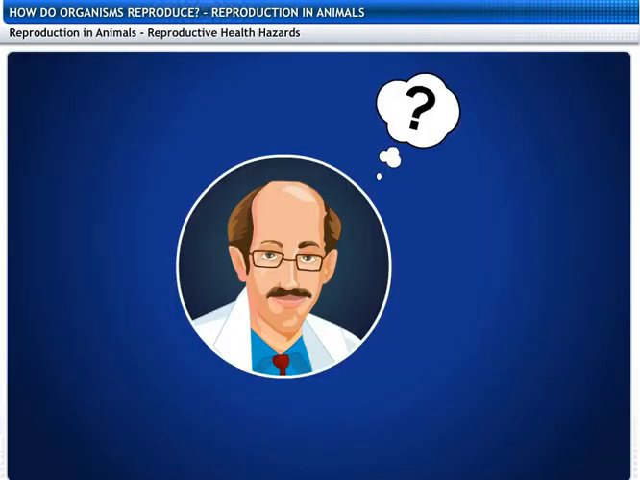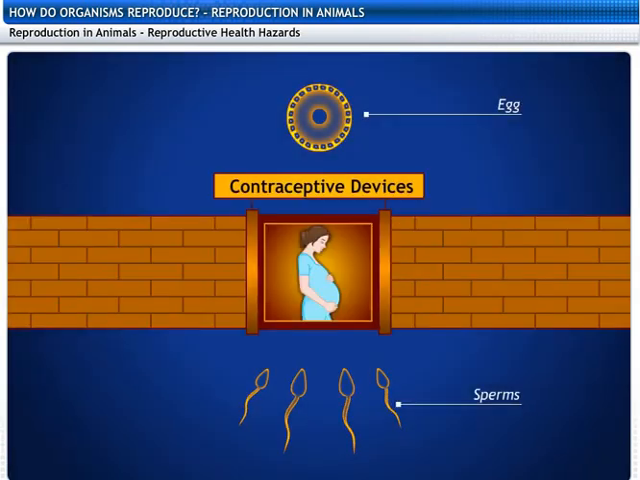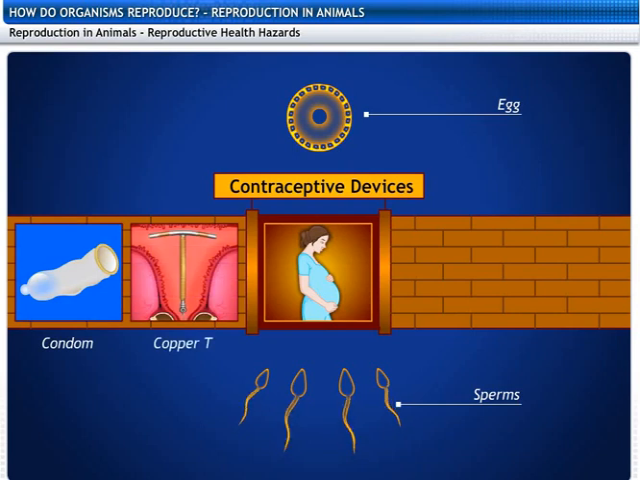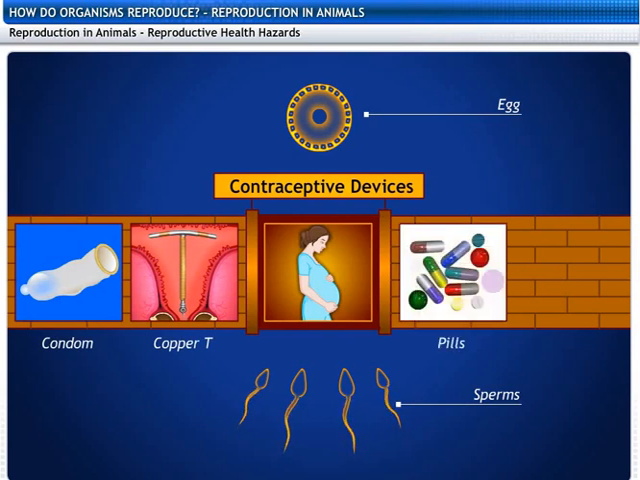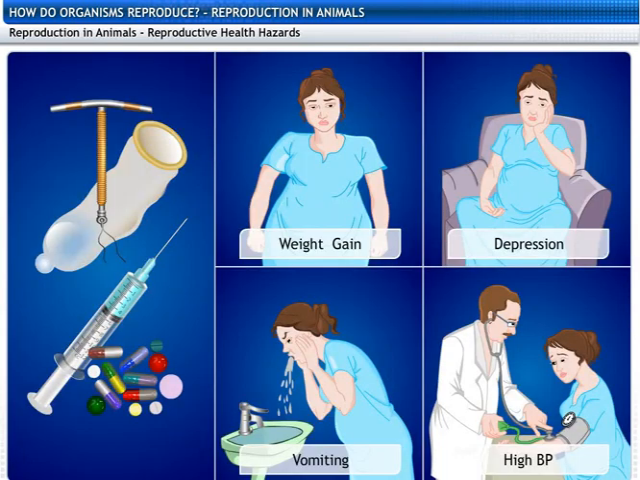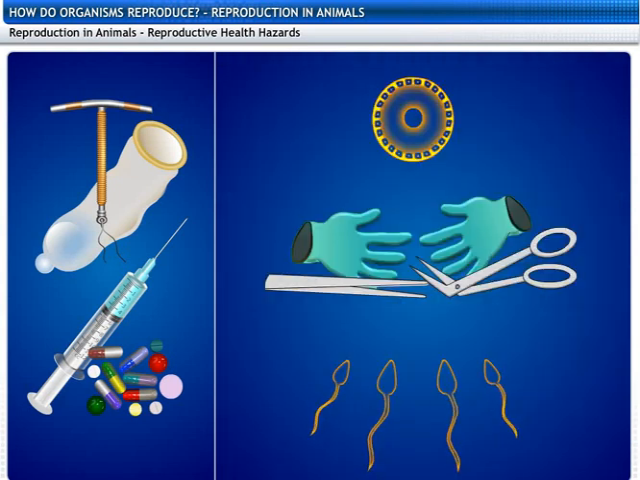So, how does one avoid this situation? During intercourse, there are some mechanical barriers that prevent the sperm from reaching the egg. Contraceptive devices like a loop or copper T are placed in the uterus to block the passage of sperm. At the same time, contraceptive drugs could also be taken orally as pills to avoid pregnancy. Since these drugs change the hormonal balances in the woman, they could cause some side effects like weight gain, depression, vomiting, and high blood pressure.